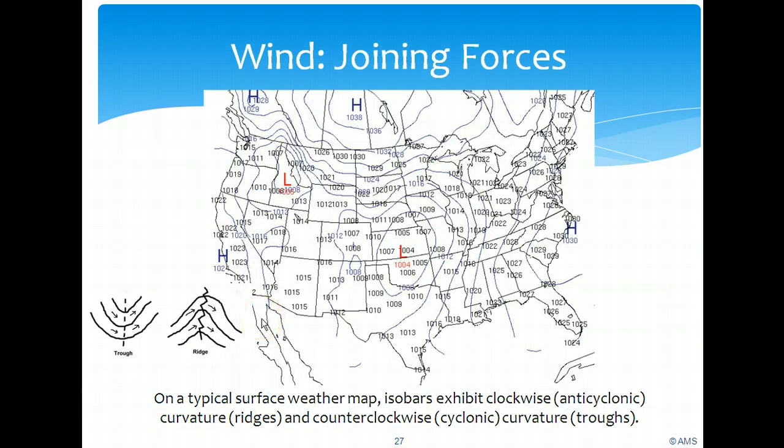On a typical surface weather map, isobars exhibit anticyclonic curvatures, which are called ridges, and cyclonic curvatures, which are called troughs. And there is an example of both of them. Troughs generally bring in cooler, cloudier weather. Ridges tend to bring in warmer, drier weather as they approach.